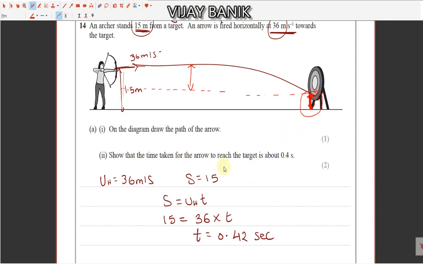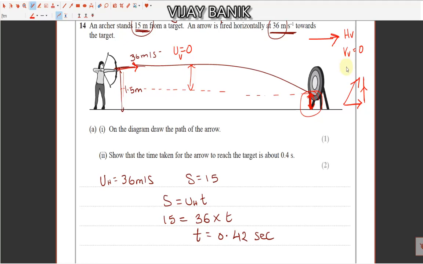Let me see. Since it had a horizontal velocity, initially the vertical velocity is 0. Remember that. If anything is fired horizontally and not at an angle, the vertical velocity is 0. If it is thrown at an angle, it has both horizontal and vertical components of velocity. But when something is thrown only horizontally, the vertical component is 0. Therefore, the initial vertical velocity is 0.